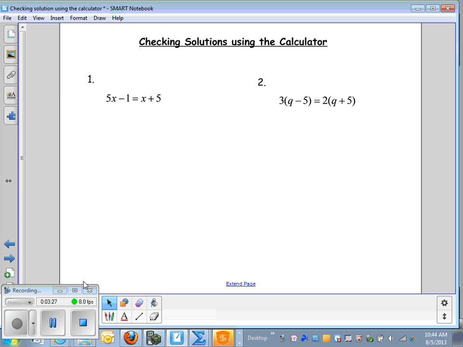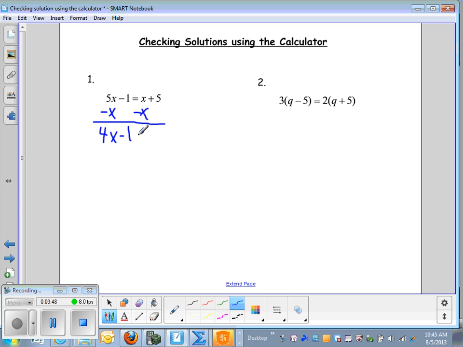All right, so here we have the equation 5x minus 1 equals x plus 5. So I need to solve for x. So I'm going to subtract x from both sides, which leaves me 4x minus 1 equals 5. I'm now going to add 1 to both sides. I'm now going to divide by 4.